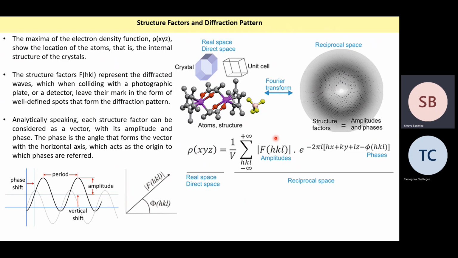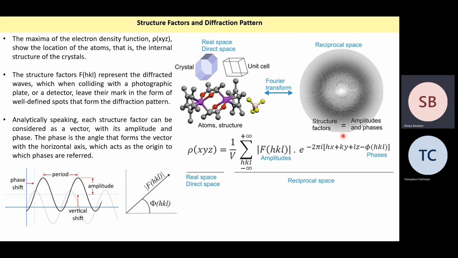This amplitude is multiplied with the phase. Amplitude, as you know, is the distance from the baseline to the top of the wave, and phase is the horizontal shift. So you need both the amplitude and the phase. Here is an equation that correlates the amplitude and the phase of the diffracted wave to the electron density function.